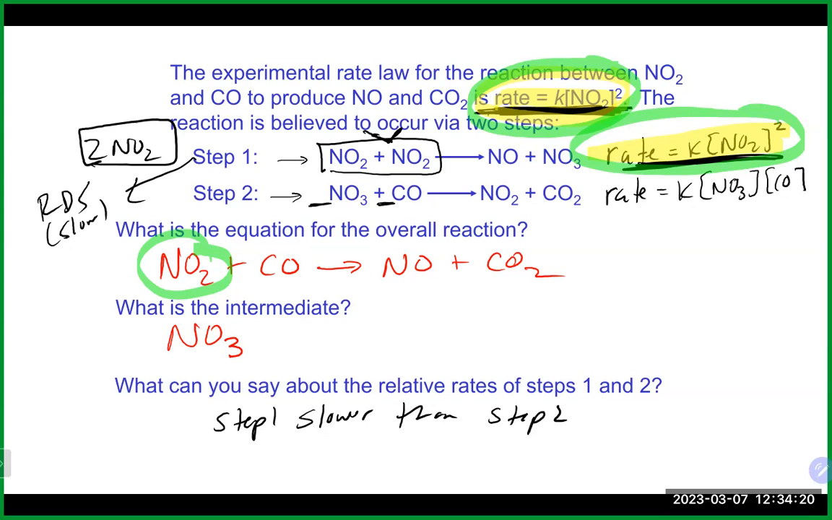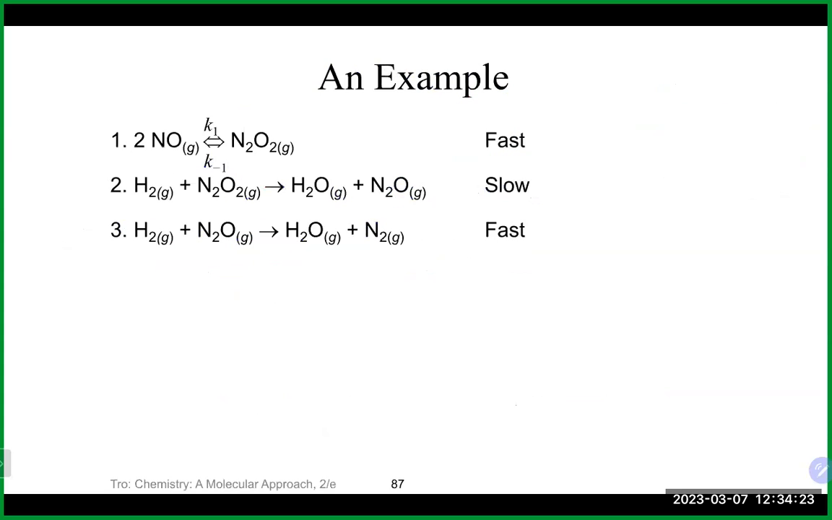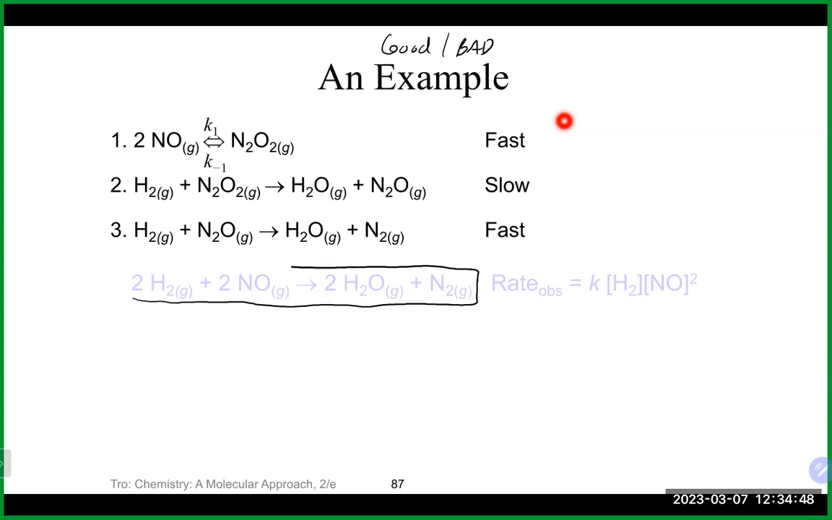Other questions? Okay. So let's take a look at another type of mechanism problem and talk about how you approach these. So in this mechanism problem, we have several steps here, and we're looking to basically figure out, is this mechanism really kind of a good mechanism or bad mechanism? And this is the overall reaction that we're looking to try to determine. And in this case, this is really the experimental rate law that was found in this particular reaction.